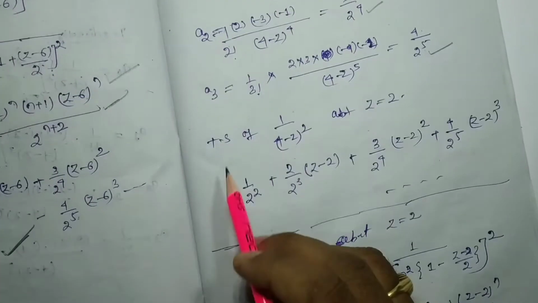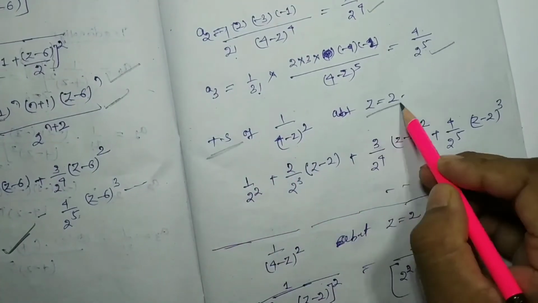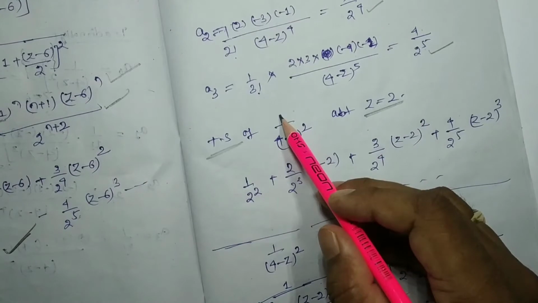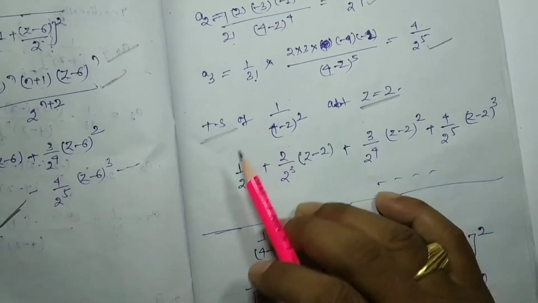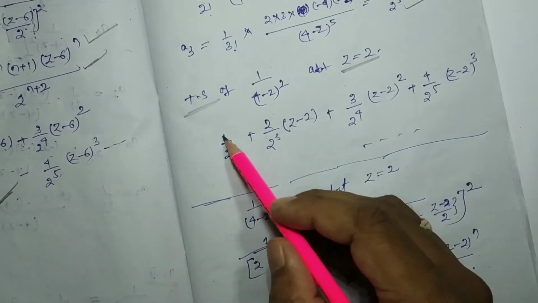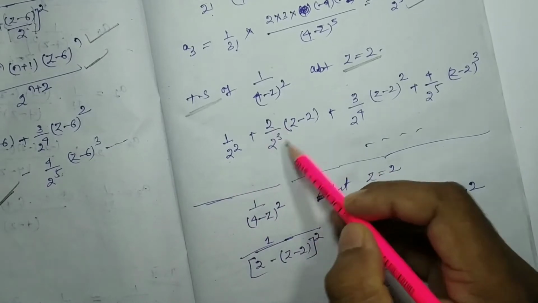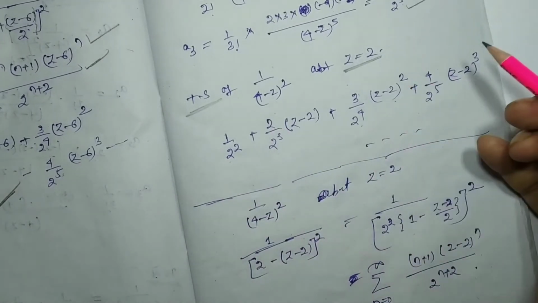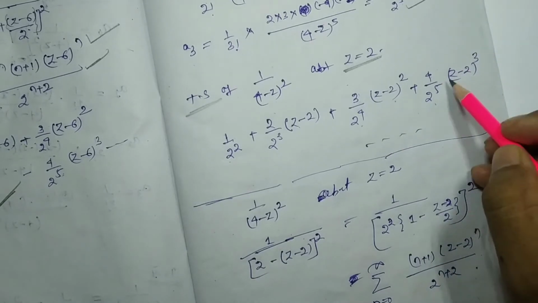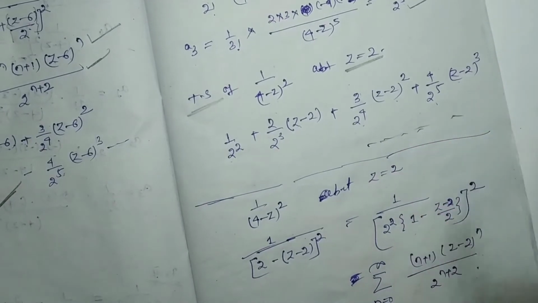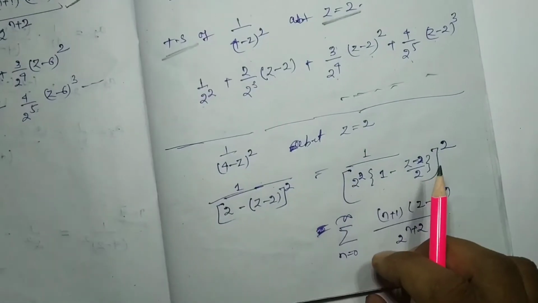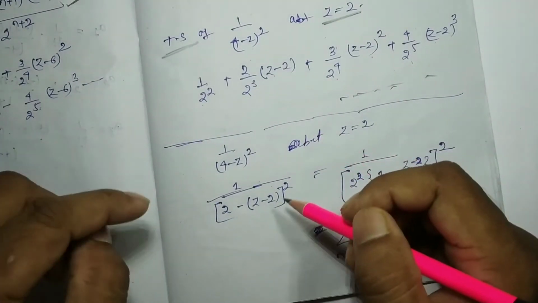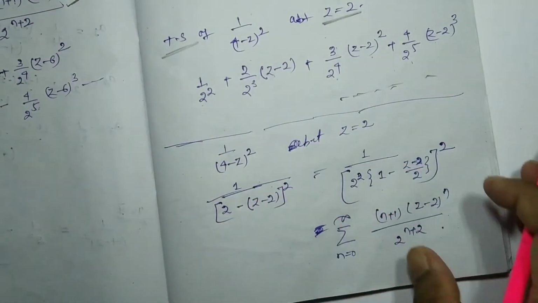Now you have to write down the Taylor series about z equal to 2 for 1 by 4 minus z square. What are we going to get? 1 by 2 square plus 2 by 2 cube z minus 2, 3 by 2 to the power 4 z minus 2 square, 4 by 2 to the power 5 z minus 2 cube, and so on.